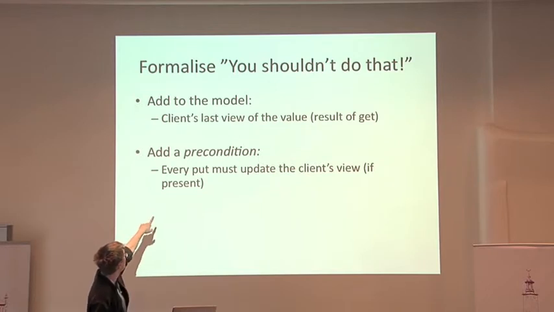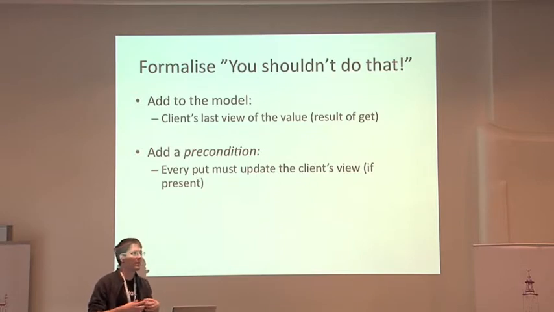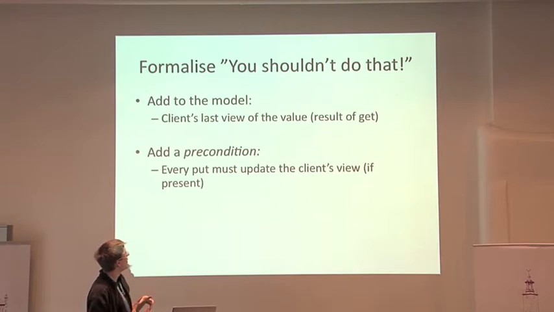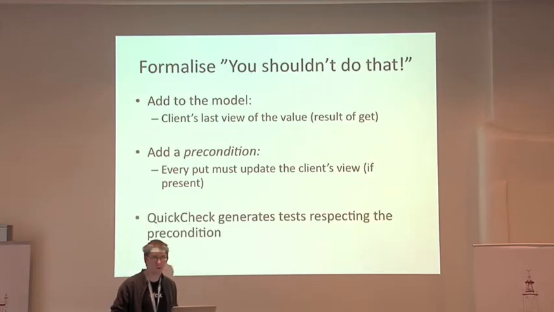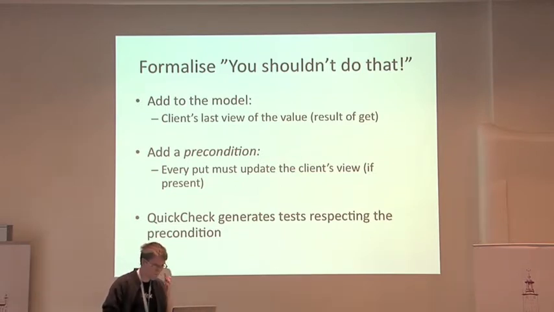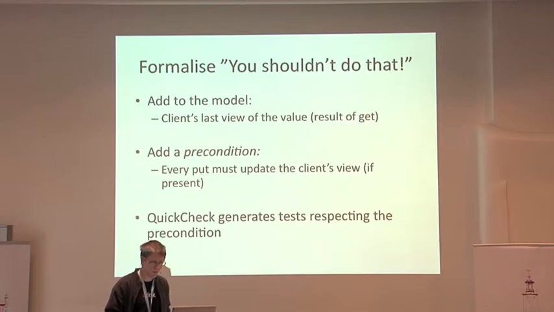And then when you do a put, we only allow these update puts unless you don't have a view, you don't have a Riak object, in which case you have to do a new. But if you have one, you have to update that one. And then all the tests that we generate would respect this precondition. So we would never actually generate this bad sequence from before. So that means we can move forward. We're not going to see that particular problem when running tests.